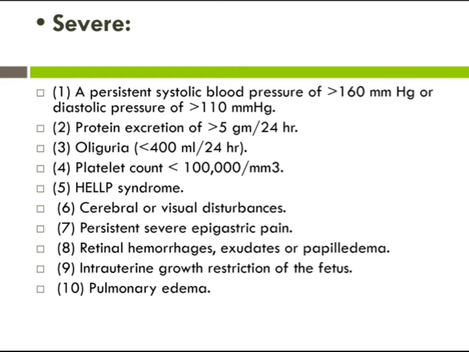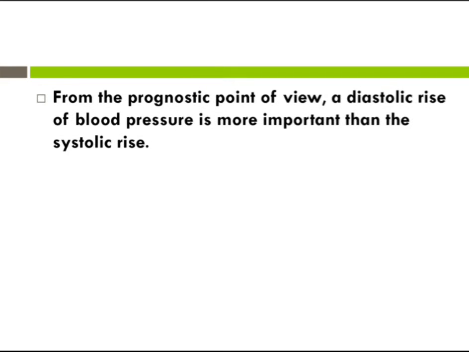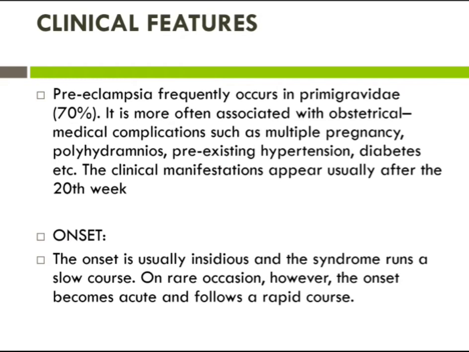So as you can see on point number 5, I've mentioned HELLP syndrome. If you'd like to know more about it, I'll be making a separate video on HELLP syndrome. From the prognostic point of view, a diastolic rise of blood pressure is more important than the systolic rise.